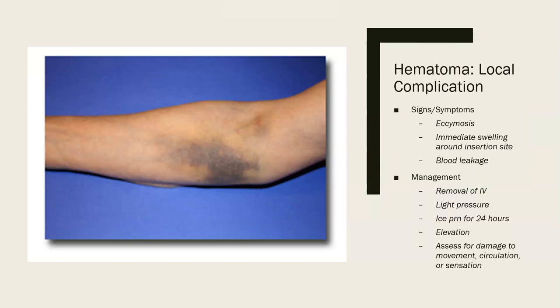Okay, and then another local complication is a hematoma. So this is bruising. Some people are more prone to developing hematomas if they are on anticoagulants. But we just want to be mindful that this probably means that they've got leakage from the venous site, and it's probably not in the vein. So what we're going to see is ecchymosis or bruising. They may have immediate swelling around the insertion site. So this therefore indicates that there's blood leakage.